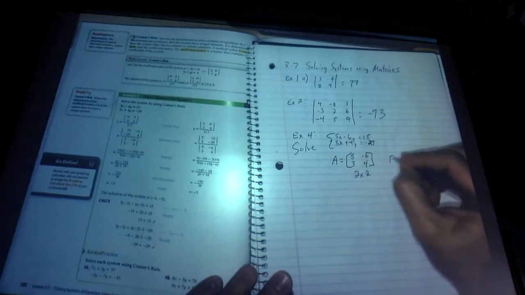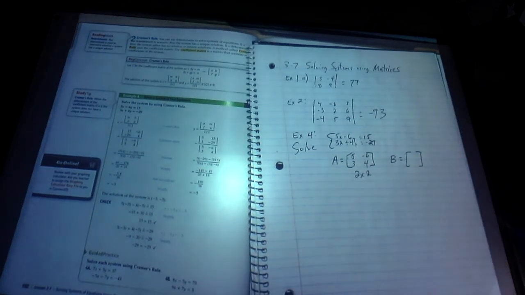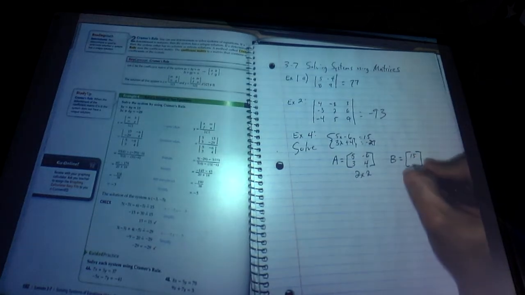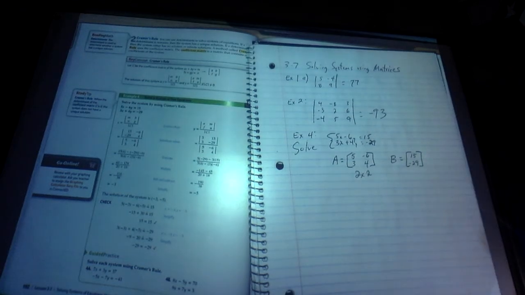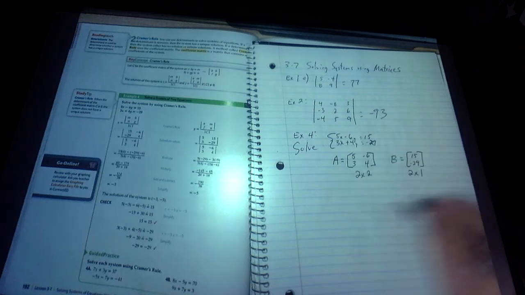Okay? You're going to make a second matrix. Matrix B is going to be what your answers were, or what it was equal to, or in math terms, those constants. Okay? The top row is 15, the bottom row, negative 29. This is a 2 by 1 matrix. When you have just X and Y, or when you're solving only for 2 variables, this is how you'll set up matrices A and B.